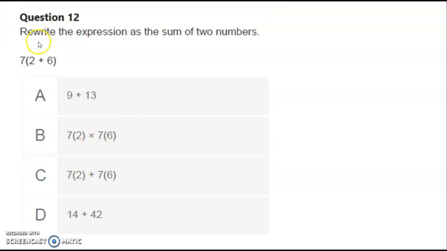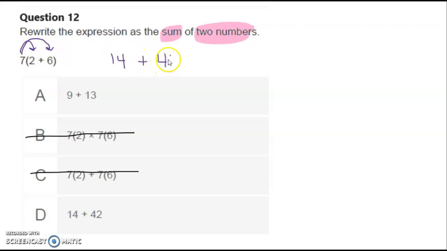This is the same thing. Sum of two numbers. So automatically, this has more than two numbers. This has more than two numbers. It wants the sum of two numbers. So now let's go ahead. We're going to distribute the 7 to the 2, which is 7 times 2. And then we're going to distribute the 7 to the 6, which is 42. So your answer is right here.